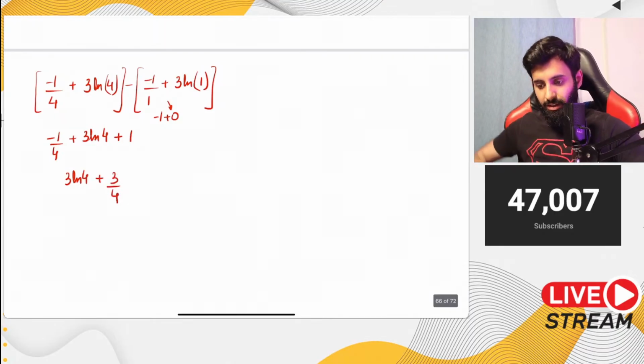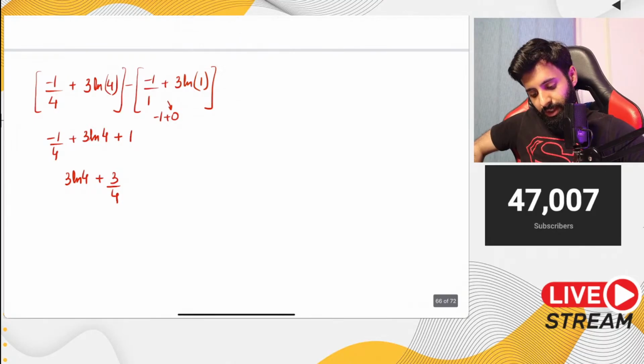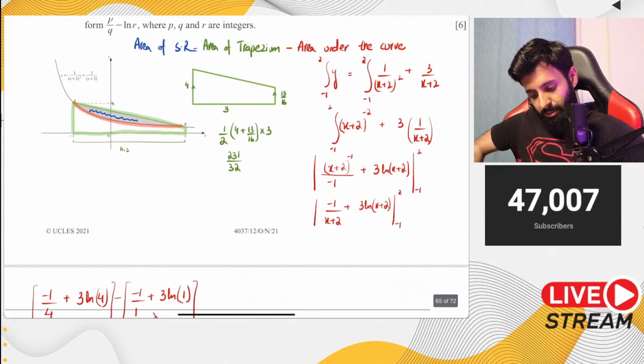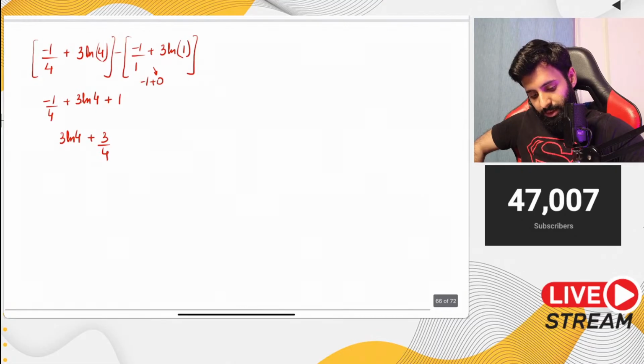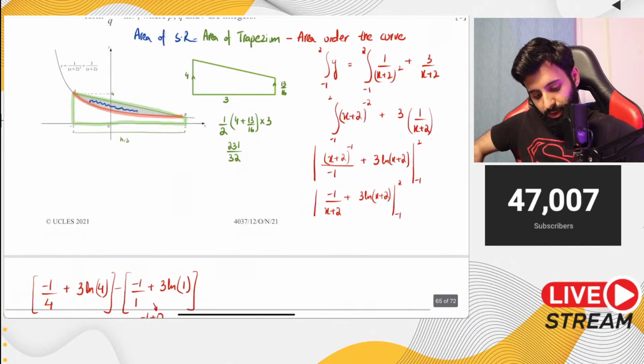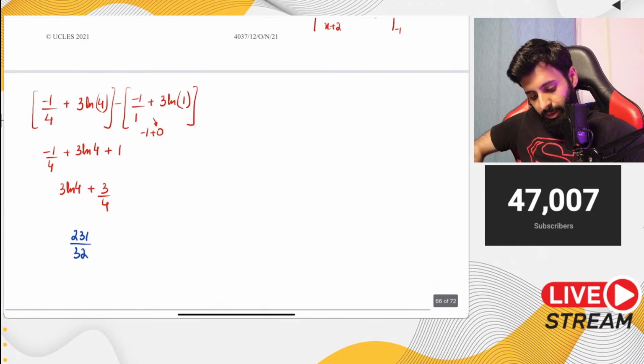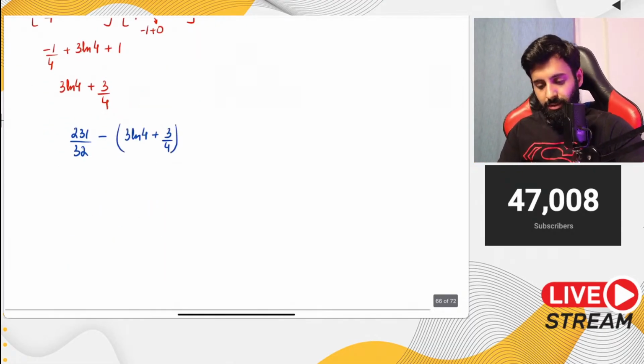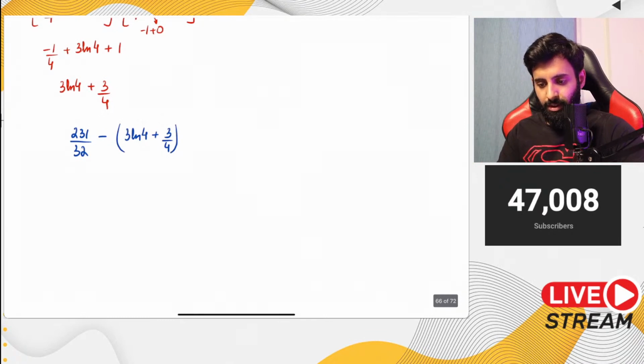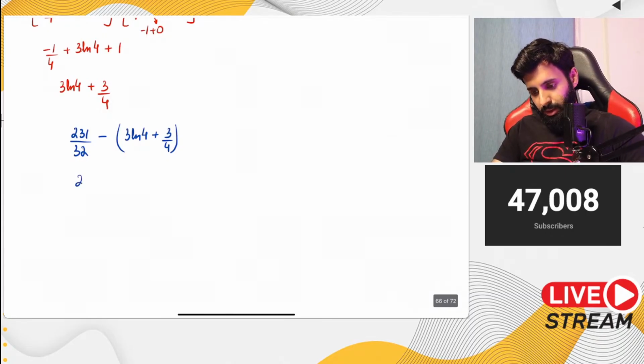Now this is just the area under the curve. Okay. Now to find out the area of the shaded region, remember we said it is going to be the area of the trapezium, which turned out to be 231 upon 32, and from it we're going to subtract the area under the curve. That means minus 3 ln 4 plus 3 upon 4. So 231 upon 32 minus 3 upon 4 turns out to be 207 upon 32 minus 3 ln 4.